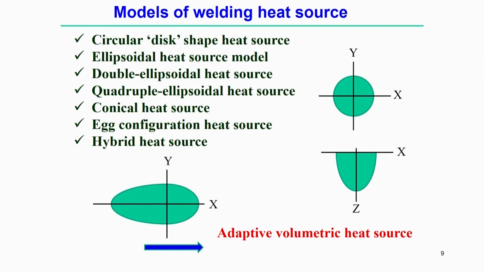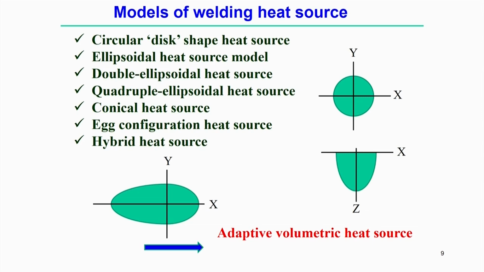Of course, sometimes people use the conical heat source model. The conical heat source model is used when the temperature gradient is very high along the depth direction, specifically for the laser welding process. Because the heat intensity is very high, we can represent the geometric shape of the heat source as a cone, and we can follow the other distributions also.